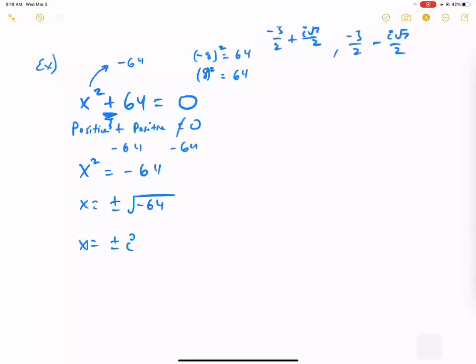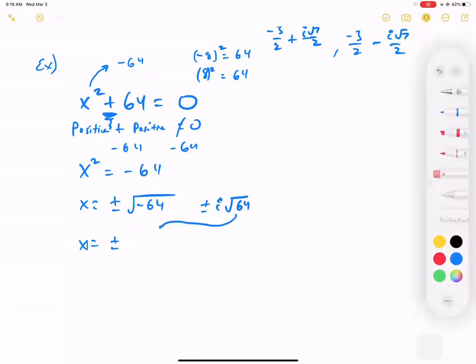Let's rewrite this over here. It's going to be plus and minus i square root of 64. Now I can take the square root of 64. And instead of i, we're going to write our regular number 8i for this problem. So what are the answers for this? The two possible answers are 8i and negative 8i.